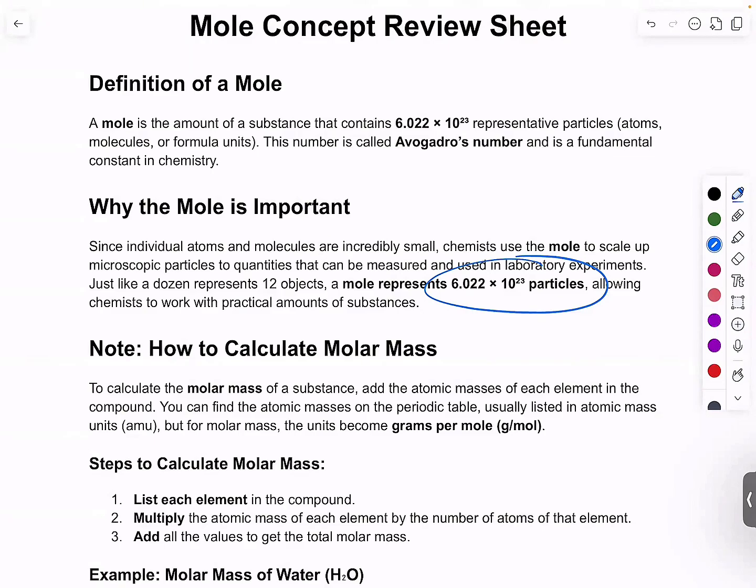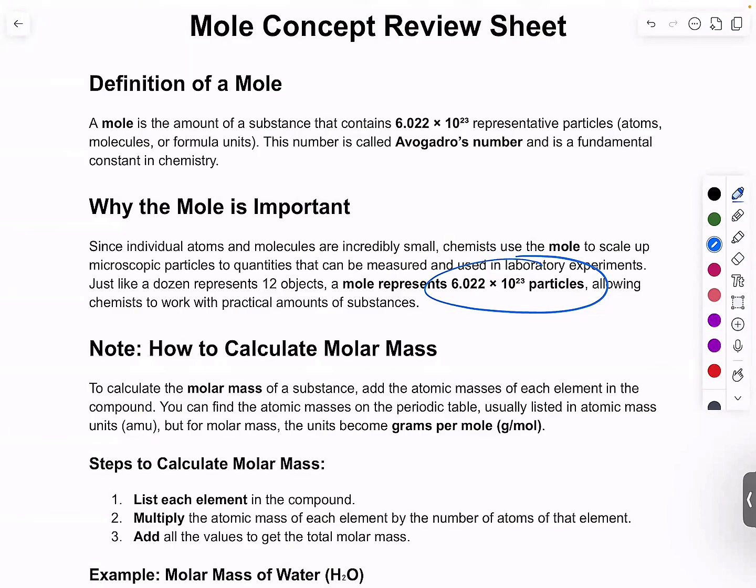10 to the 23 is humongous. I believe it's called a hexillion if you look up what moles represent online. But again, these are very, very tiny atoms. The radius of an atom is on the picometer scale, around 10 to the negative 12 to 10 to the negative 15 meters. So we're talking about very small particles, and we need a lot to fill up 1 mole that's practical to use in the lab.